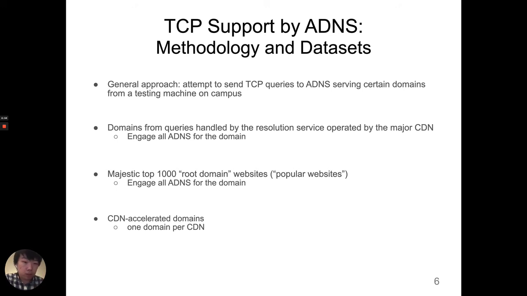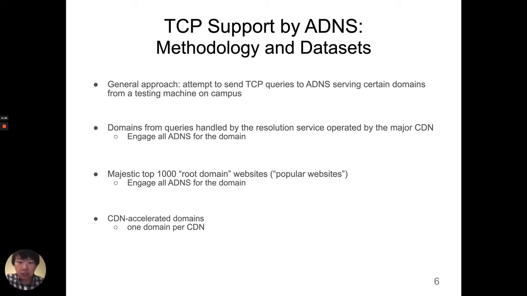Now let's move on to the TCP support by ADNS servers. In those measurements, we're going to act as resolvers. So we have control over the transport, and the general approach is that we try to send TCP queries to the ADNS servers serving certain domains from a testing machine on campus, so we only use one single vantage point. And we have three datasets here.